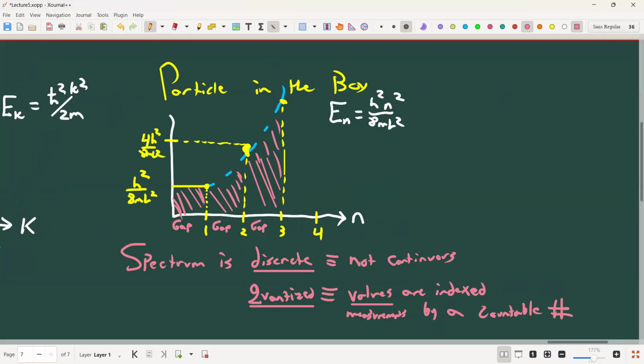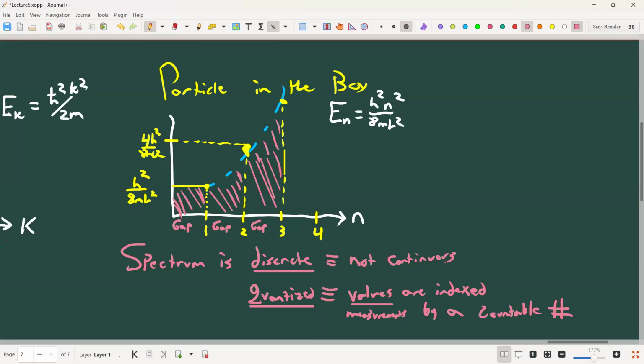What can we say about the particle in the box? It has 1 unit of energy, it has 2 units of energy, it might have 3 units of energy, but it can't have 2.5, it can't have 3.14. It can only have quantized units of energy, little packets of energy h squared over 8ml squared, because we only allow those values. So we call this a discrete spectrum. It's not continuous, there are gaps, and it's quantized, meaning that each value has an index number associated with it. We can count them. It's countable. And it has very, very deep mathematical and physical consequences.